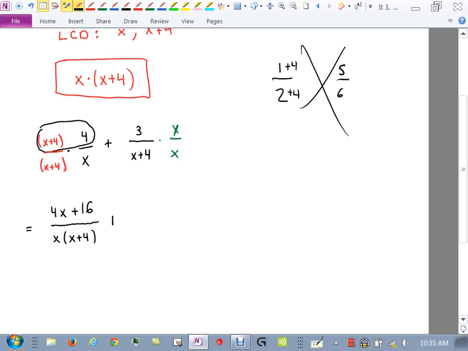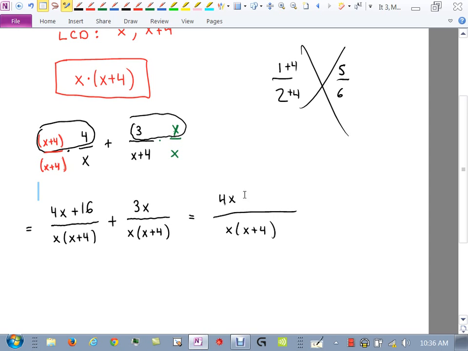And then plus, what do I get when I multiply the top two on the right here? 3x over what? x times x plus 4, and I need that x plus 4 in parentheses, right? So if you look at this now, don't these have the same denominator? Yes. And since they have the same denominator, I'm going to rewrite this equals the common denominator, and then what do I do to the tops? Add them up. So what do you get when you add these up? You get 4x plus 16 plus 3x, which is 7x plus 16 over x times x plus 4.